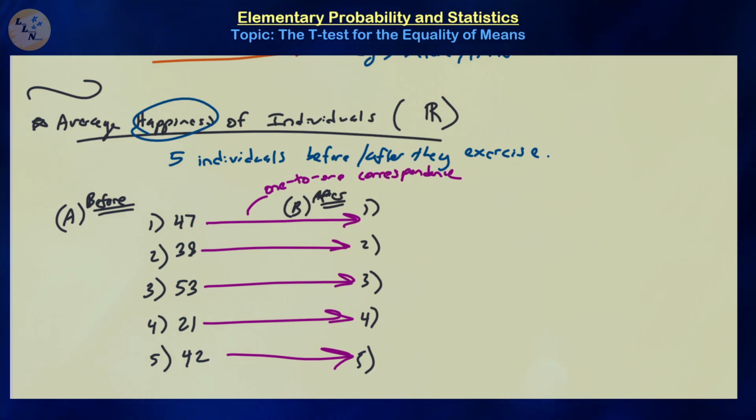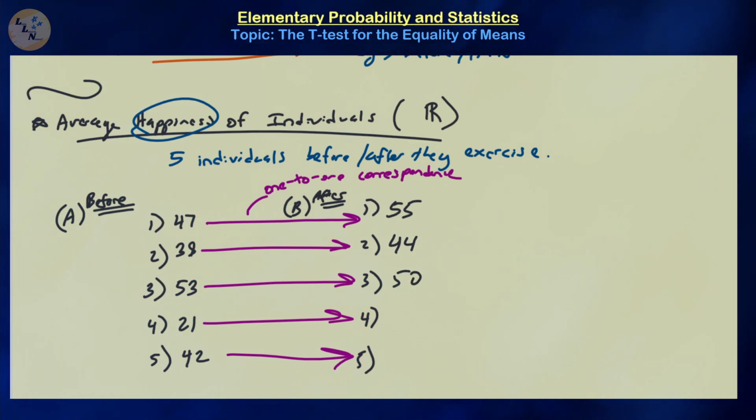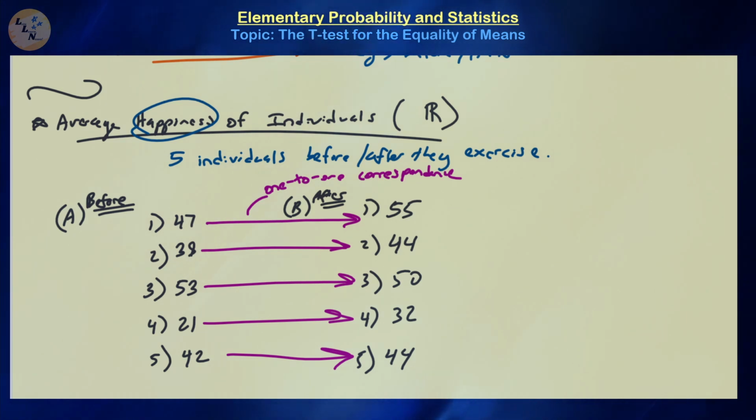correspondence. Cool. So for person 1, let's assume after they exercise, their happiness increases to 55. Let's do 44, 50, so that means person 3 decreased in happiness after they exercise. So maybe something happened, maybe they hurt themselves, twisted their ankle or something like that. But let's assume everybody else does increase.